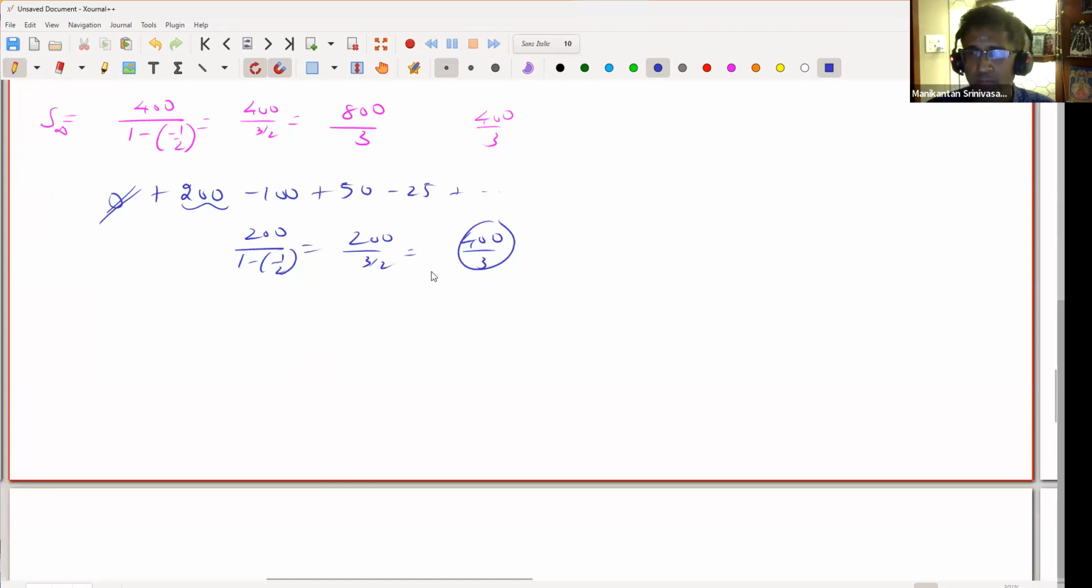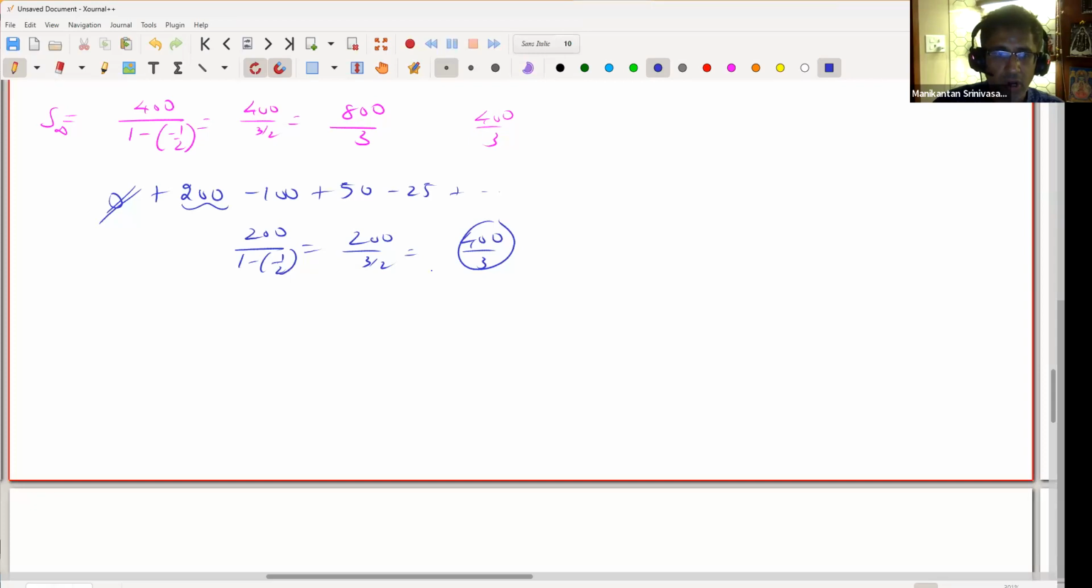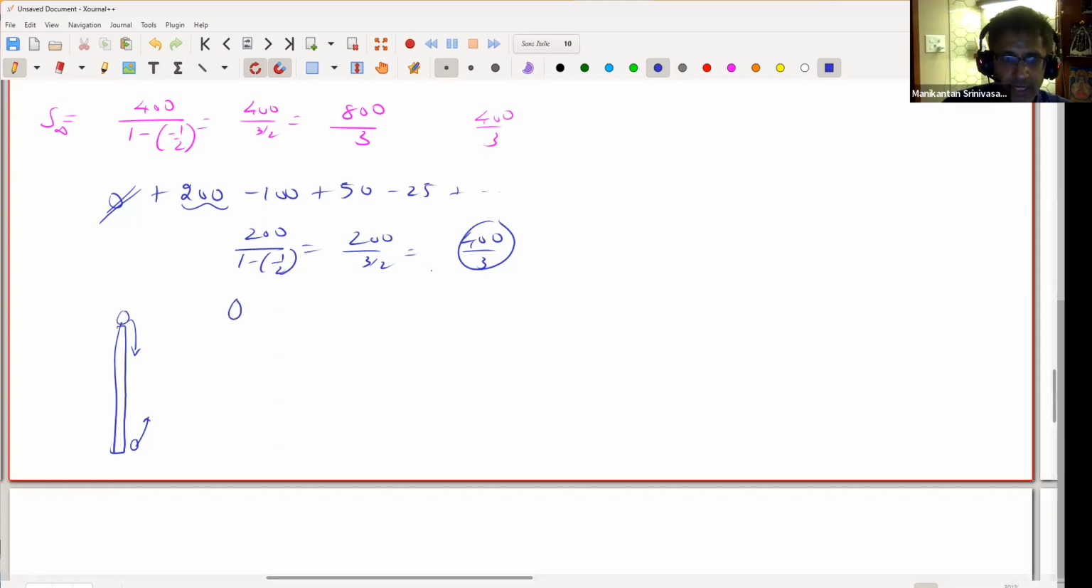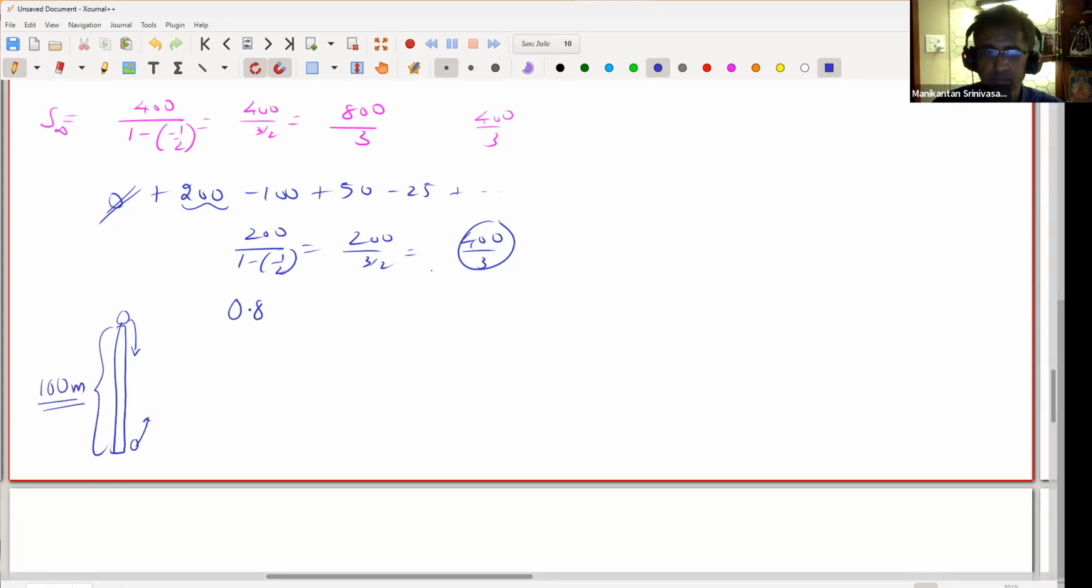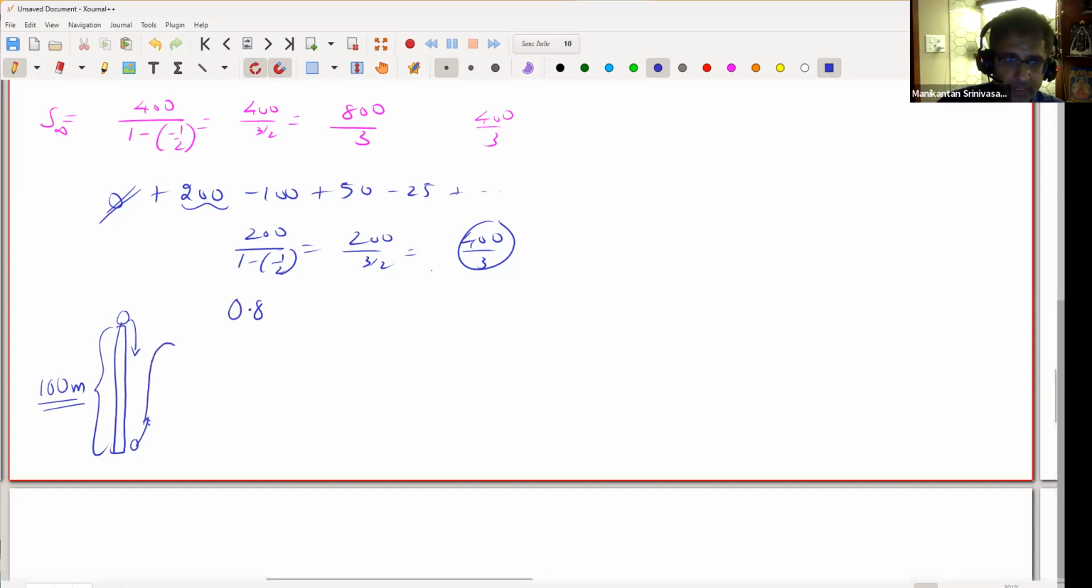Another classic example would be a ball that's bouncing. You have a ball that you let go from a tall tower. The ball bounces down, and every time it comes up, because of some elasticity, it comes up to only 80% of its height. Let's say this tall tower has a height of, I'm just making up something, 100 meters. So every time the ball bounces, it'll rise up to 80% of its height.